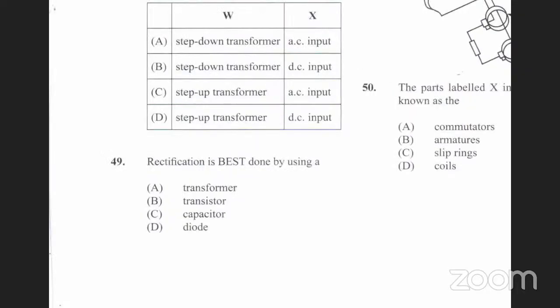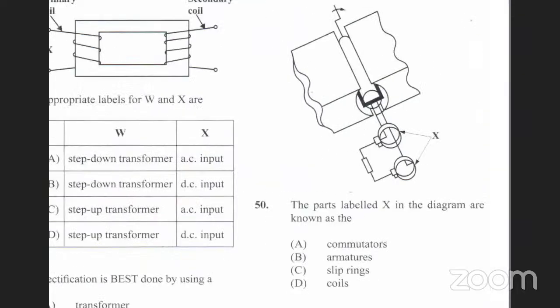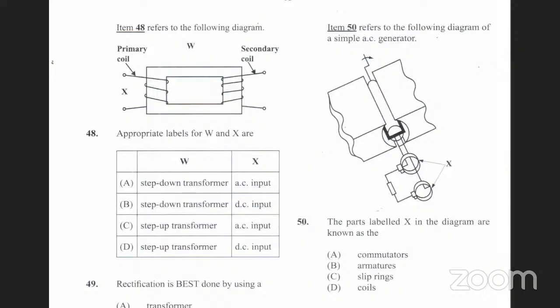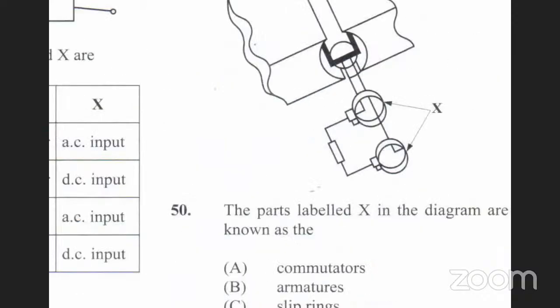Right? Rectification is done by a diode, right? Here, what do we have here? Those are slip rings. You see the whole ring, that's a slip ring. If you only see half the ring, well, that's a split ring, right? And it's a generator. AC generators, they use slip rings.